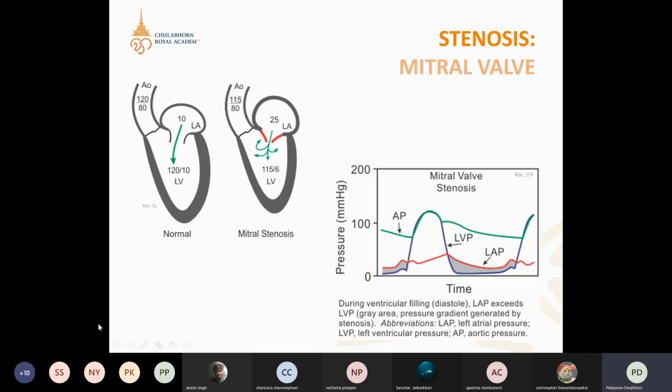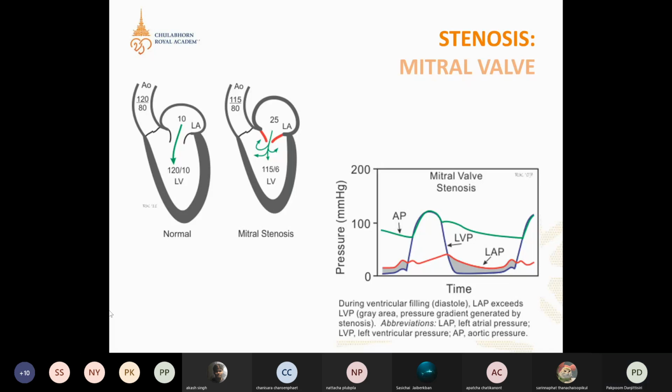Okay, and then which phase of the cardiac cycle will be affected? Definitely, it will be affected in the diastolic phase, right? Because the left ventricle will be relaxing to receive the blood from the left atrium, right? That means that at this phase the mitral valve is open.